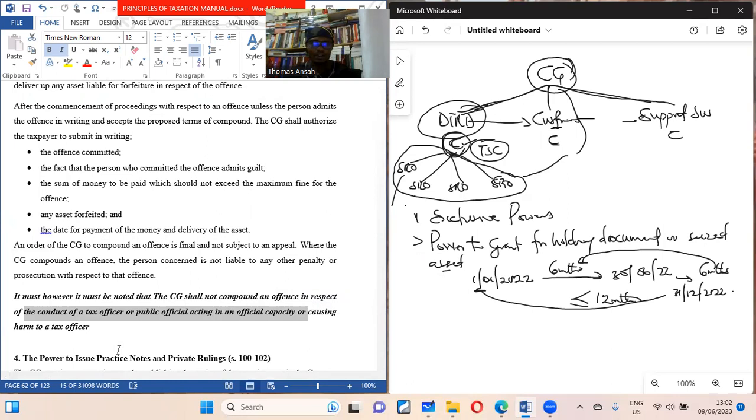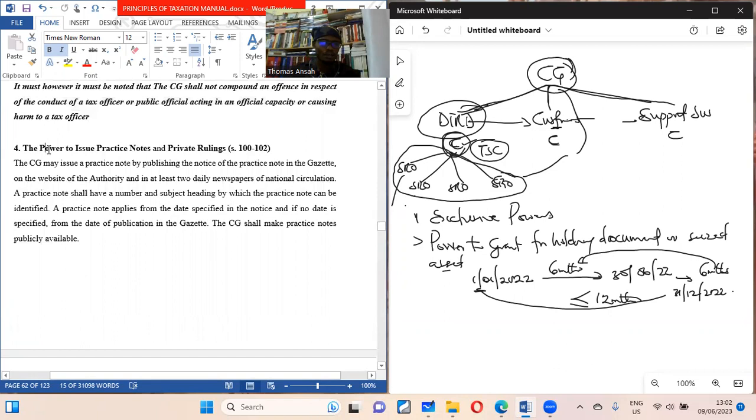Even if you are a taxpayer and you cause harm, let's say by assaulting a tax officer, it's not a case of settling it amicably. It's a case of you being punished under another law.